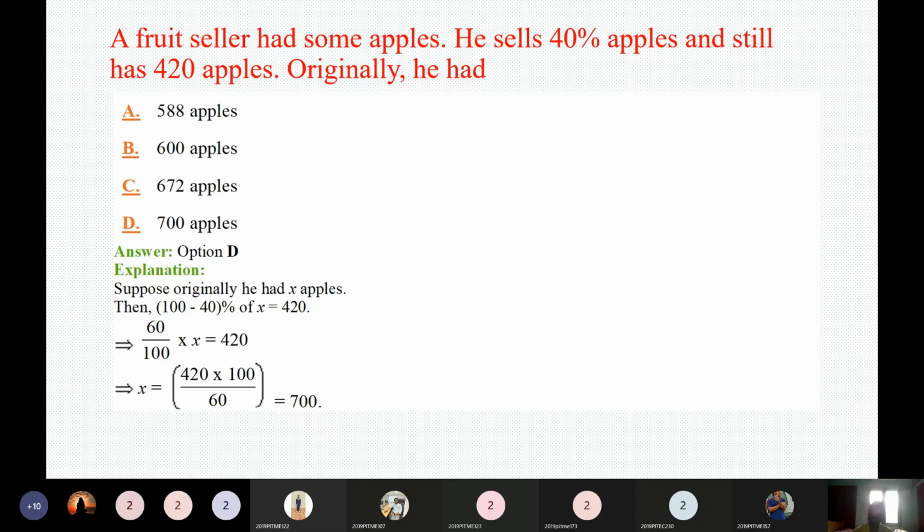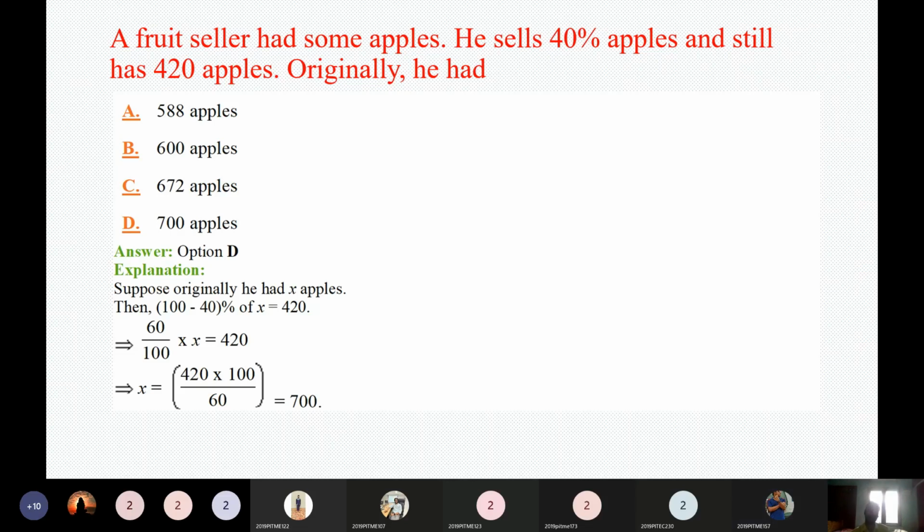280. Now you subtract the 280 from 700. How much? 420. Yes, 420. Correct. Now the answer is correct. Now you can cross check the values.